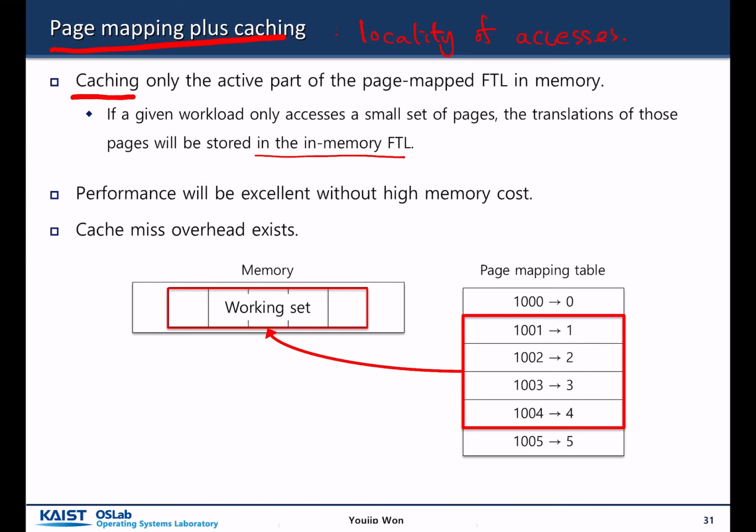So if we properly exploit the caching, then performance will be excellent without high memory cost. However, the probability of cache miss is not zero, so the overhead of cache miss exists. So in modern SSDs, page mapping with caching is rarely used. Flash vendors try to load the entire mapping table into memory to minimize the access time. Anyway, this is called page mapping plus caching.